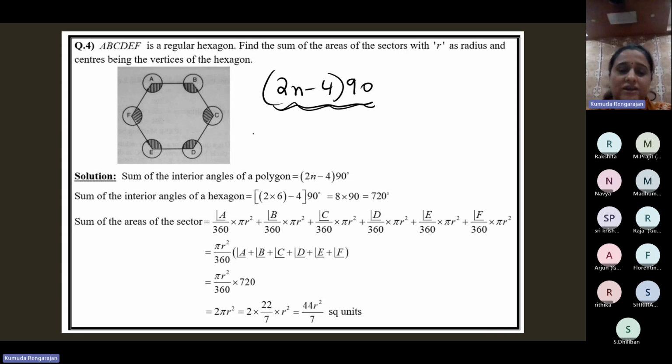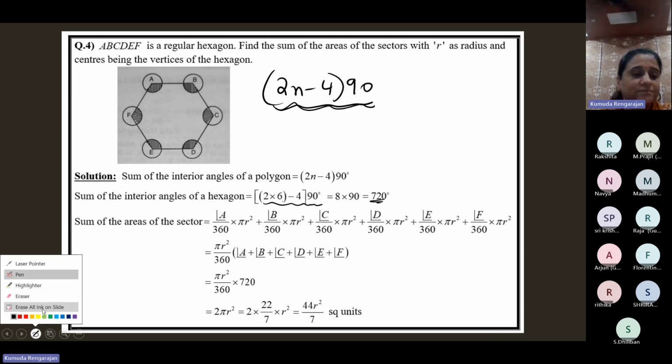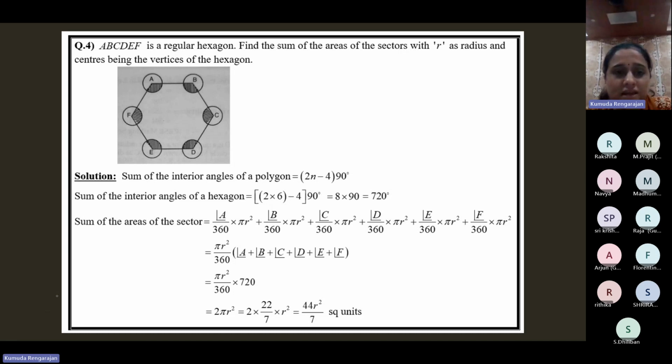So a hexagon has 6 sides. So (2 into 6 minus 4) into 90. 2 into 6 is 12. 12 minus 4 is 8. 8 into 90 is 720. So the sum of all these 6 angles, angle A plus angle B plus angle C plus angle D plus angle E plus angle F, is equal to 720 degrees. You need to substitute that here.